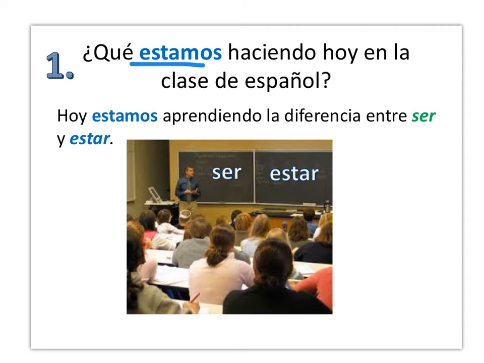Hoy estamos aprendiendo la diferencia entre ser y estar. So we're using estamos. Otra vez, what does aprendiendo mean? What are we doing today? We're what? We are aprendiendo. La diferencia entre ser y estar, what does aprendiendo mean? We're what? Learning, hopefully. I hope so. Estamos aprendiendo. So on the test and on the super site, you have to fill in the blank with ser or estar. So how would you know to use estar in these two examples and not ser?